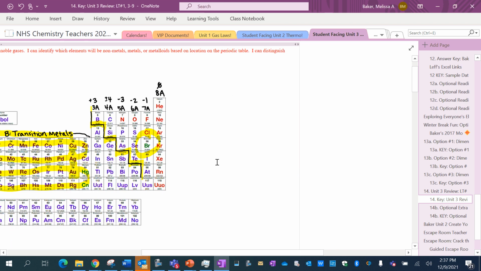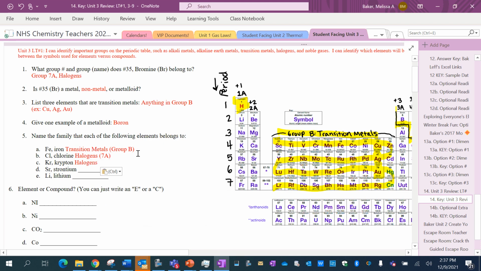Krypton is right here. It's in group 8A. They are known as the noble gases. Strontium is right here in group 2A. Group 2A is known as the alkaline earth metals. And last but not least, lithium is right here, number 3. That is in the alkali metals.